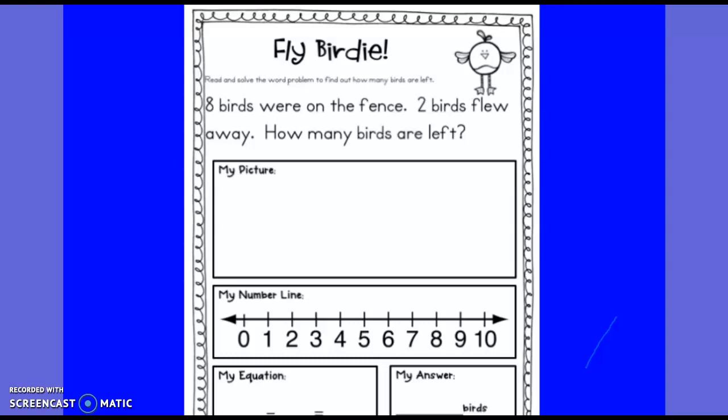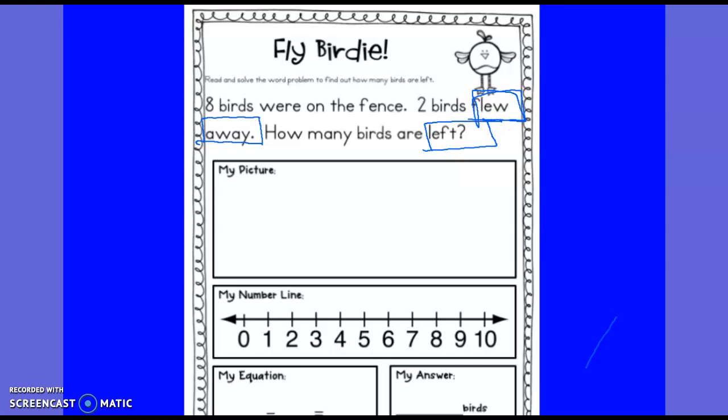Fly away birdie. 8 birds were on a fence. 2 birds flew away. If your child doesn't catch on, I would really emphasize flew away. Ask them, what does that sound like? Addition or subtraction? How many birds are left? Another key word.